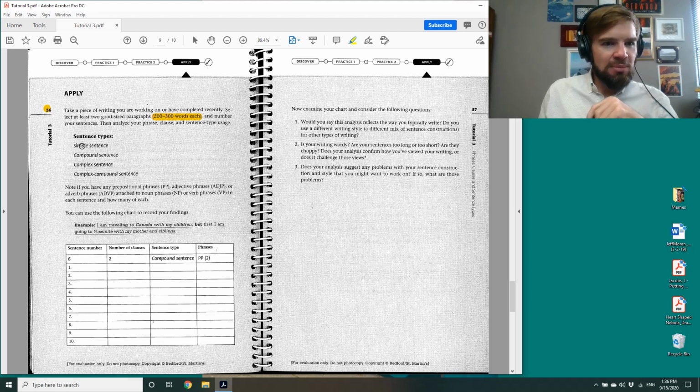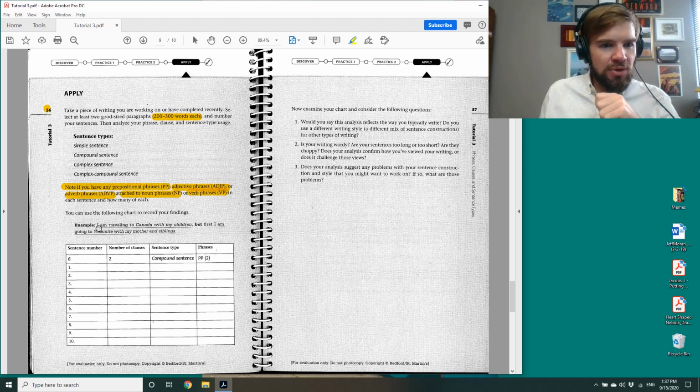So sentence types: simple, compound, complex sentence, complex compound sentence. Notice if you have any prepositional phrases, any adjective phrases, or any adverb phrases attached to noun phrases or verb phrases in each sentence, and how many of each. Now, you might find the following chart to record your findings really helpful.